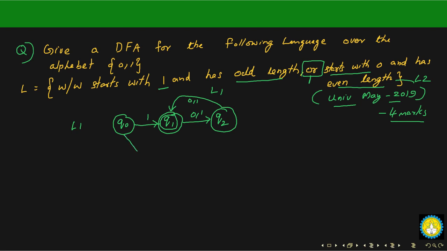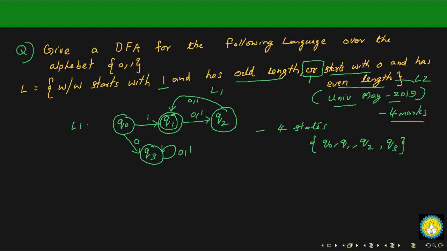Remember that there has to be a dead state here. If the starting symbol is a 0, then it should never be accepted, so it should go to a dead state. Let's call the dead state Q3. So I think the DFA for L1 is ready. You can see that L1 itself has 4 states, that is Q0, Q1, Q2, and Q3.